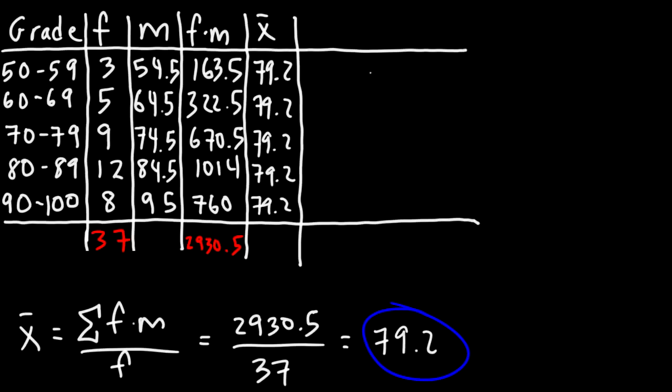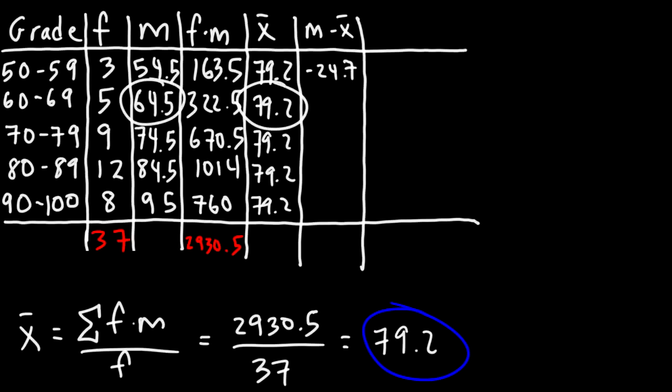Now, for the next column, we're going to take the difference between the mean, not the mean, but the midpoint and the mean. X bar is the mean. So let's subtract 54.5 by 79.2. And so we're going to get negative 24.7. Now let's subtract these two numbers. So 64.5 minus 79.2.